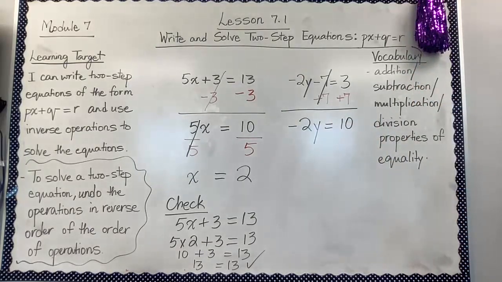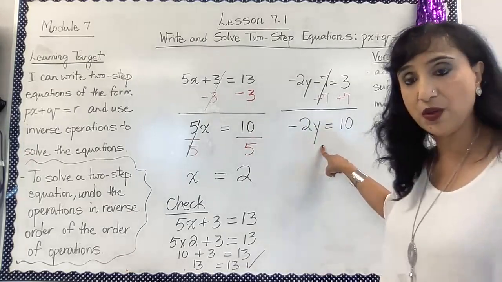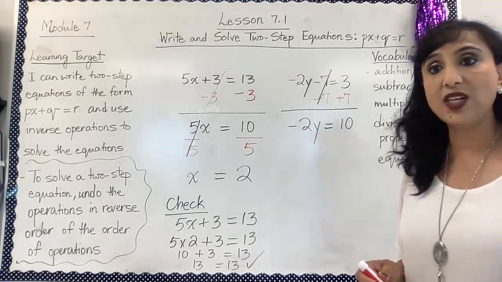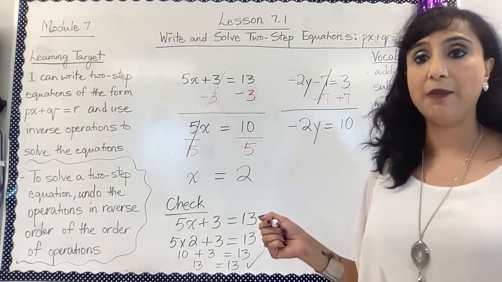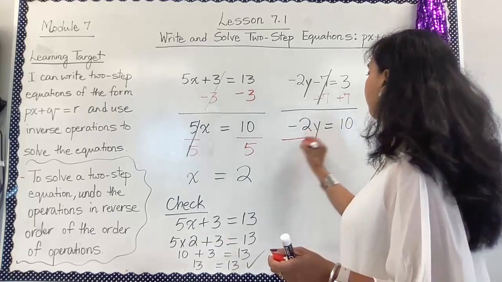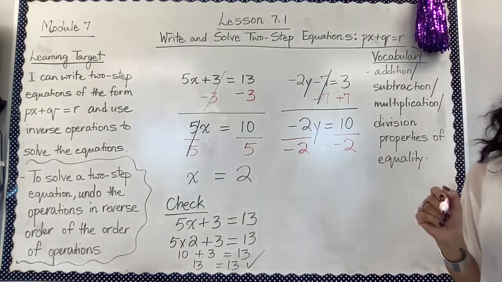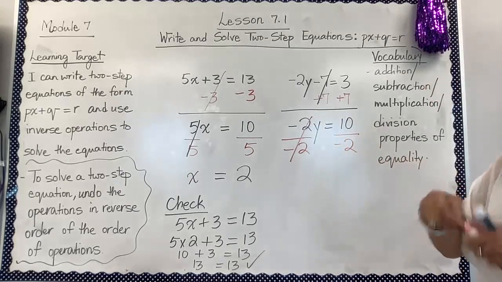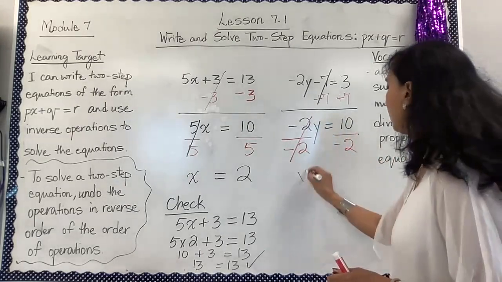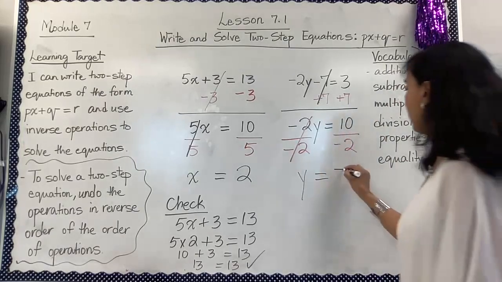Okay, so now we are again going to simplify, and this is multiplication. The coefficient is negative 2. The opposite of multiplication is division. I am going to divide both sides of the equation by the same number, which would be negative 2. Negative 2 divided by negative 2 gives me a positive 1, and 1 times y gives me y. And positive divided by negative, I get negative 5.